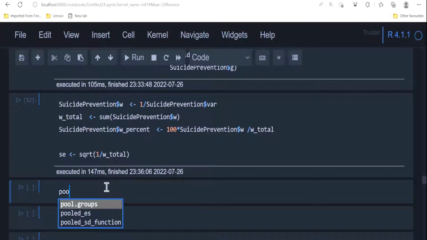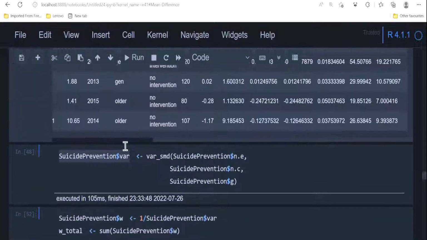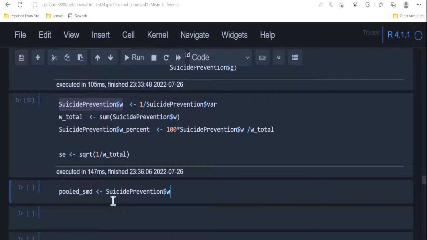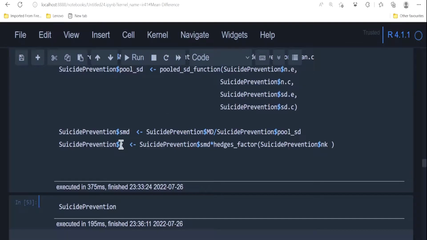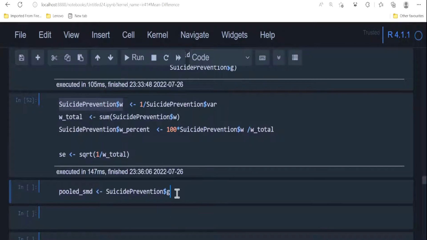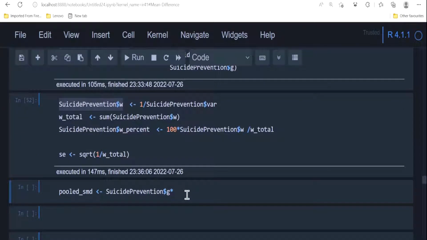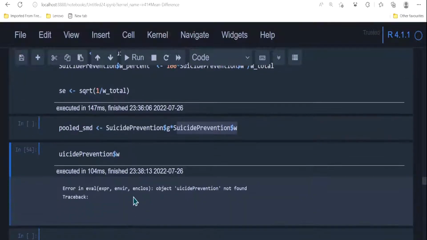Now let me calculate my pooled effect size. Let me call it pooled standardized mean difference instead. For the pooled standardized mean difference, the first variable that I need is HSG. I already called it HSG, actually. If you scroll down and up, this is how I called it. Now I have to multiply that with the inverse variance, which is the weight of each study. Each study has a weight, so we have many weights. If I show you here, we have all of them.